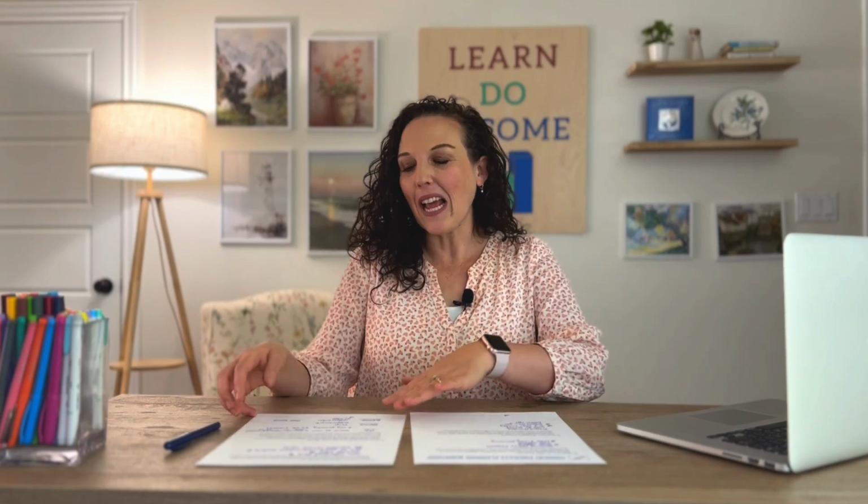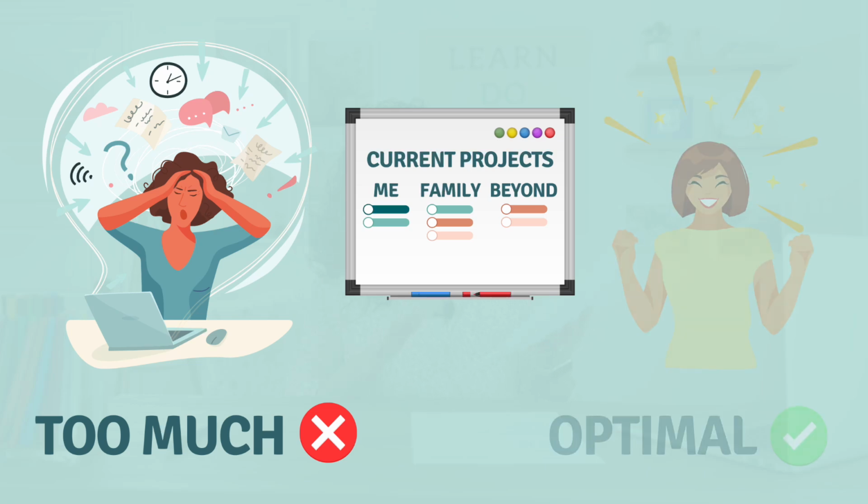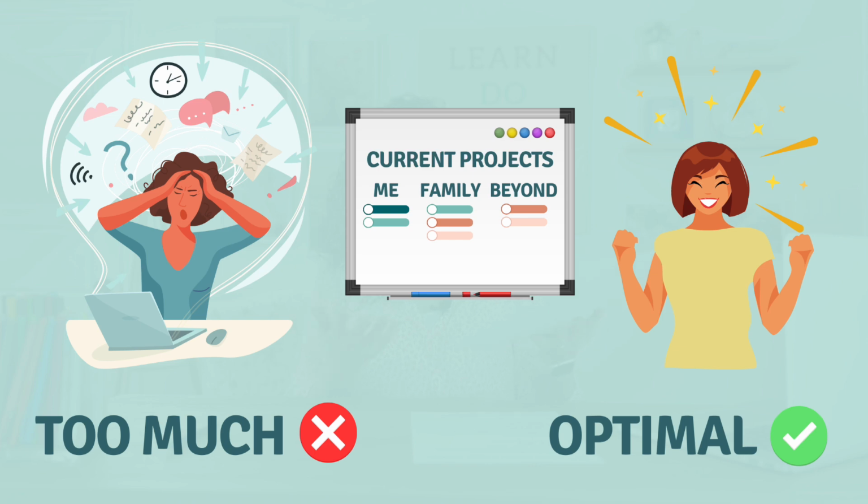Now, you know that your project is optimal if when you look at it, you get this little lift, okay? So I'm gonna look at mine, and I've got these 7 projects. When I look at it, if I think, I don't want to even do this, then there's too much on it, okay? But if I look at it and I think, oh, this is gonna be so great, I can't wait, I can do this, then I know that it's optimal and it's going to work.